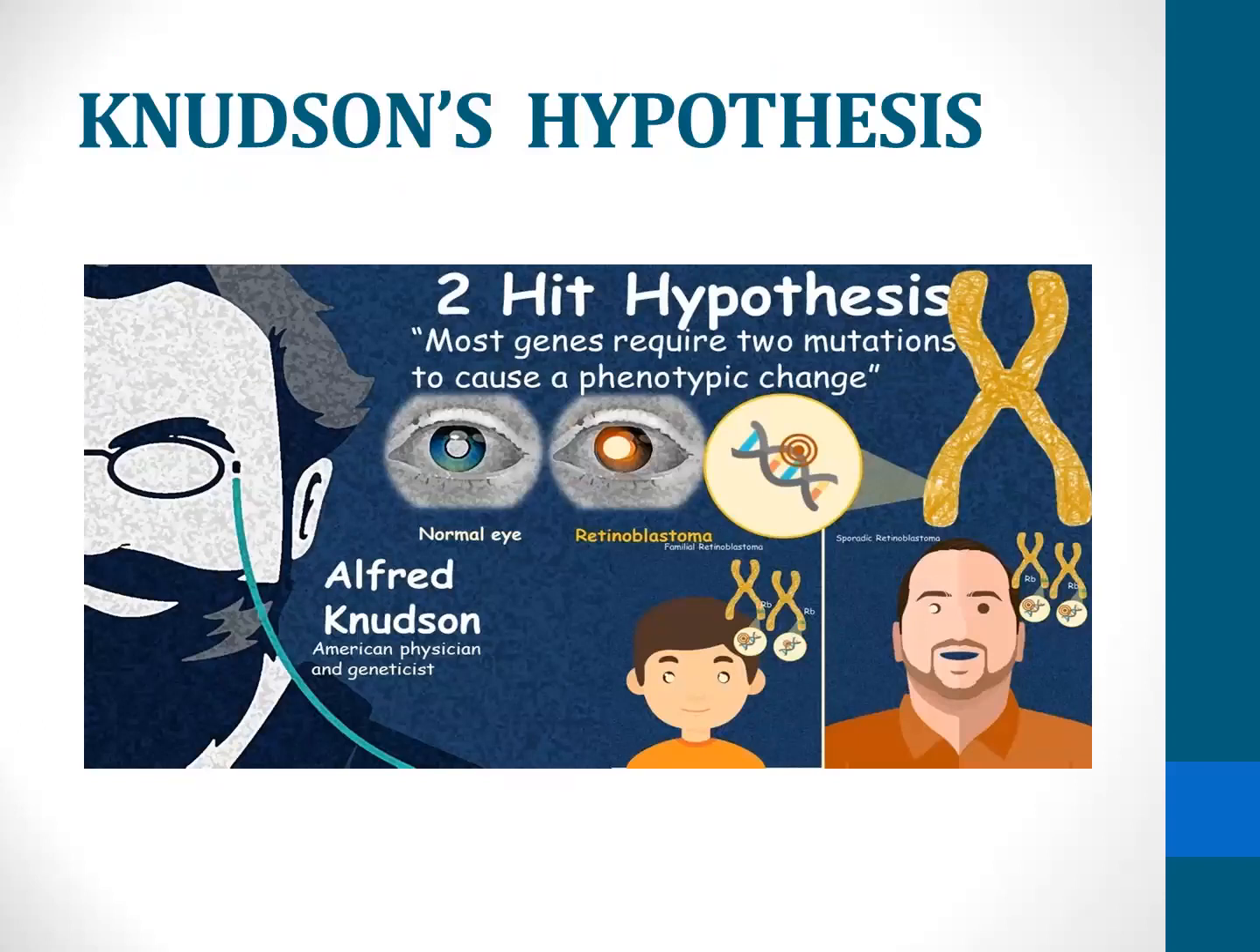Now, Knudson was an American physician and geneticist who gave the two-hit hypothesis. He stated that most of the tumor suppressor genes require mutations in both alleles. If you remember, in the start of the lecture, we discussed that loss of function mutations occur in tumor suppressor genes, and in order to lose its function, the tumor suppressor gene must undergo two mutations because it is recessive. So this is the two-hit hypothesis.